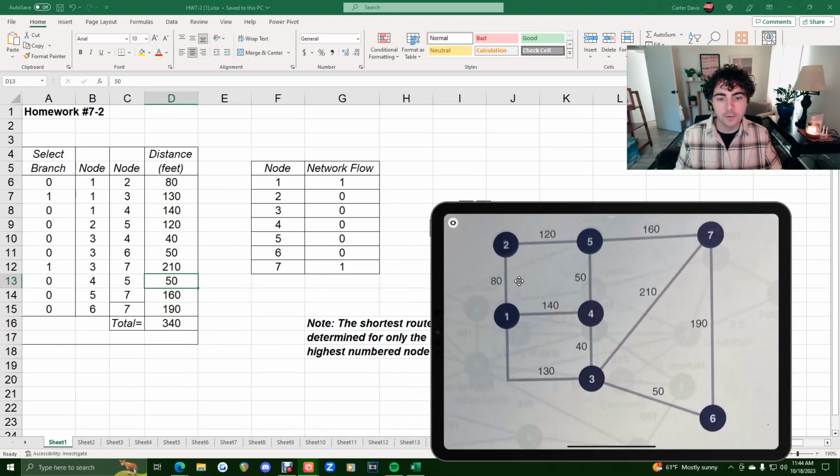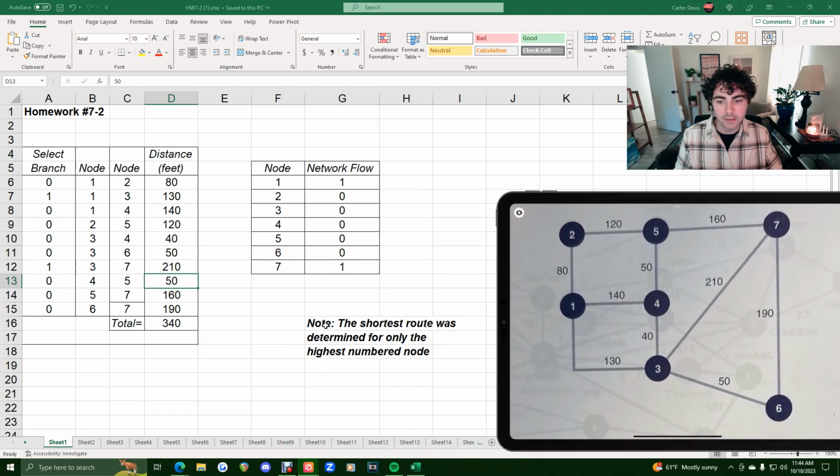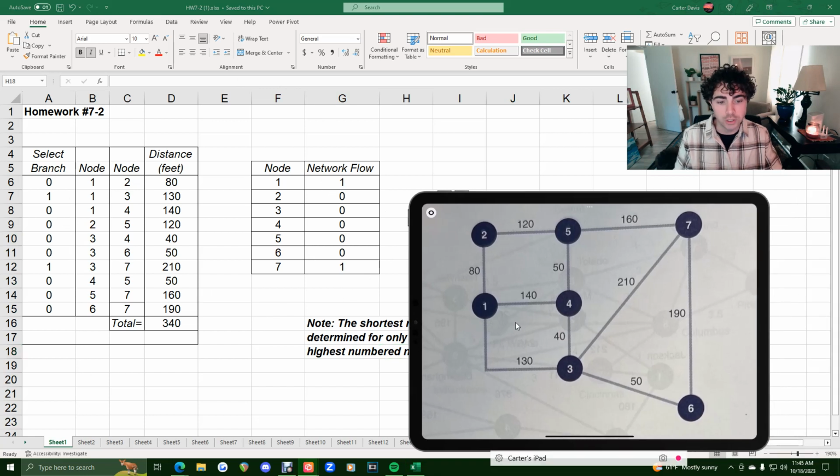So, using the charts given here, and making note that the shortest route was only determined for the highest numbered node. So what you see here is basically the results or the solution to the shortest route from 1 to 7 and no other routes. Okay, so let's talk about this a little bit.